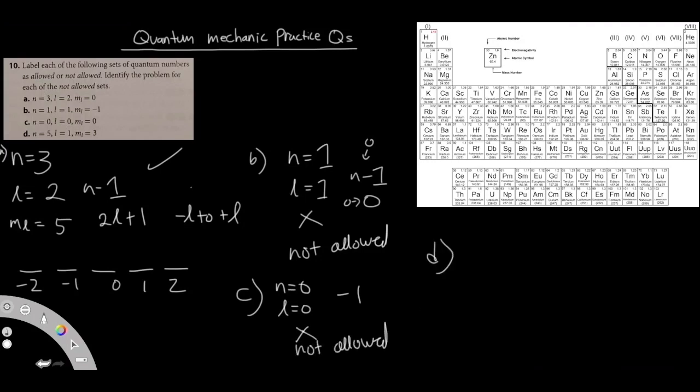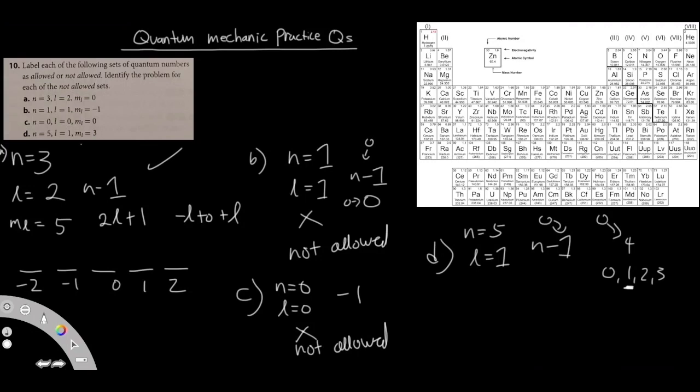And then the last one, N is equal to 5. Alright, L is equal to 1. If that's the case, what's N minus 1? It should be 5 minus 1, which gives you 4. But remember it's 0 up to N minus 1, so it could be 0, 1, 2, 3, or 4. Well, L falls within that parameter. So it's actually okay. This works out okay.